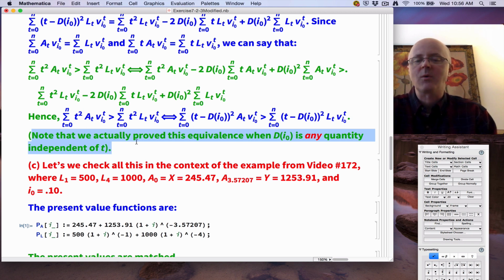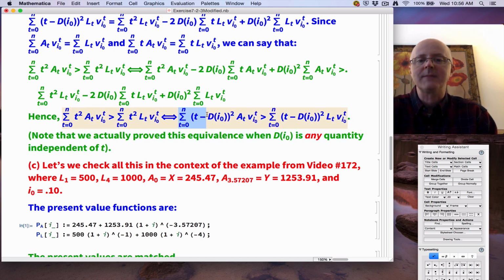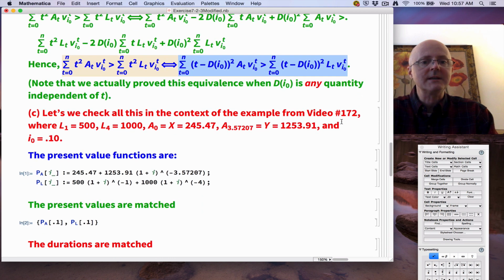So again, you might wonder, why would we then think about these inequalities when d of I0 is either Macaulay or modified duration? And I think it's computational convenience, you might say. And there might also be some statistical interpretations we'll get into in a future video. All right, we're almost done. Now we're on to part C.